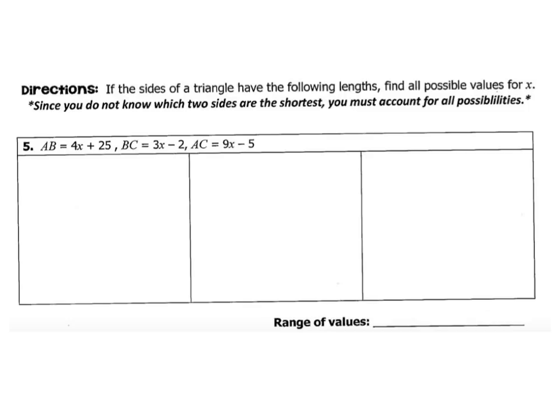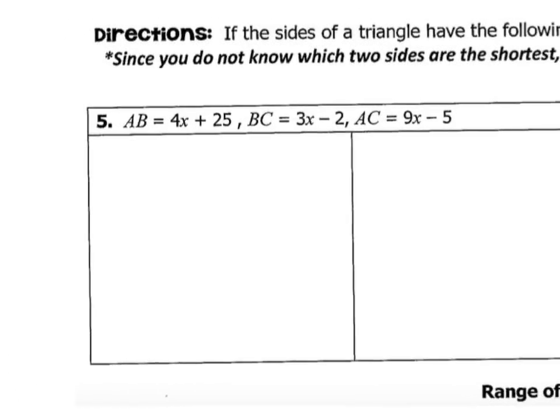All right, so if the sides of a triangle have the following lengths, we have algebraic expressions for each side length. We want to find all the possible values for x. Now, since we don't know which two sides are the shortest, we have to account for all possibilities. And that's the key thing here, because we don't know which two sides are the shortest. So what we want to do is account for all the possibilities.